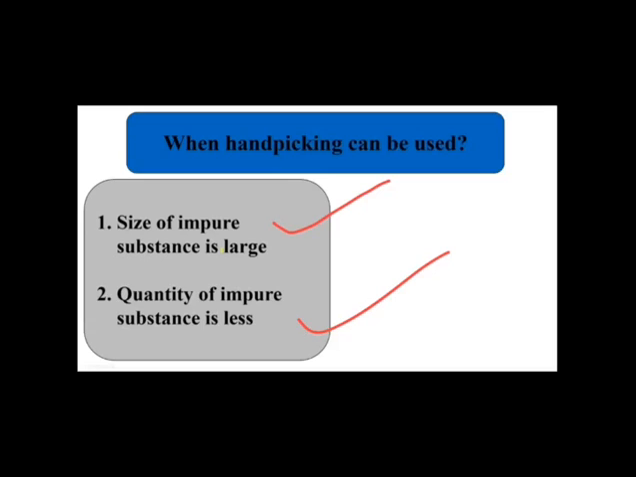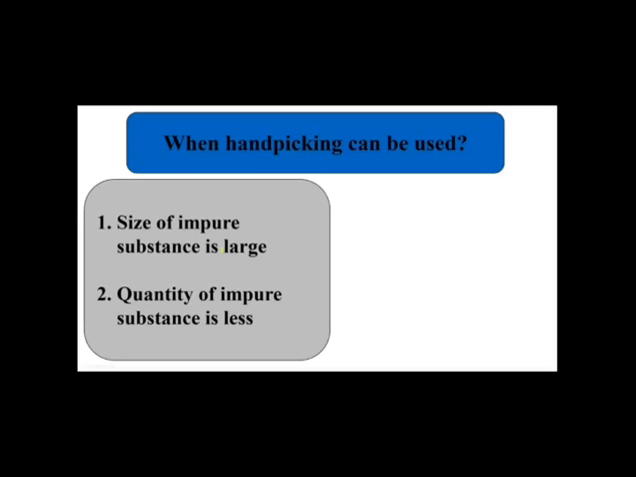Okay, if there are tons and tons of rice and this rice is full of impurities, can you just remove these impurities by only hand picking? No, this is just impossible. So now we know that if the size of the impure substance is small or a large quantity of impurity is present, hand picking cannot be used. Okay, now we will discuss other methods of separation, right?